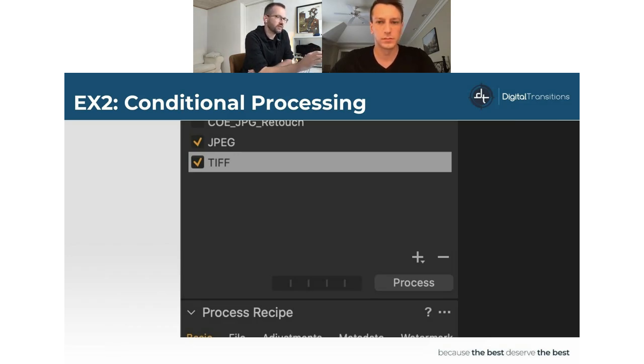Without scripting, the user would be left to sift through the variants, find the ones that need to be processed as JPEG and process them with the right recipe, and then repeat for the other recipe for the remaining variants, and that's kind of a lot of work.